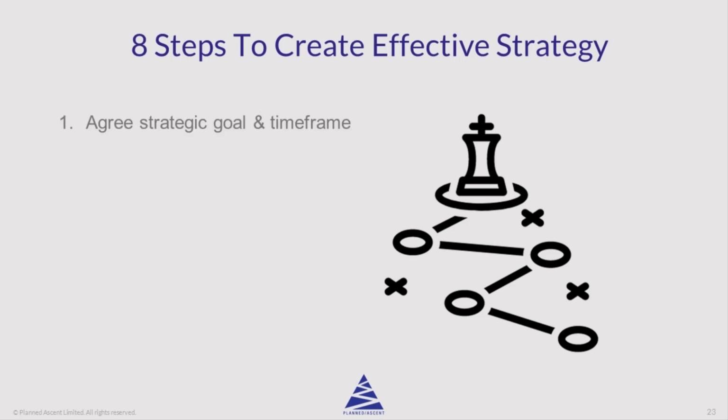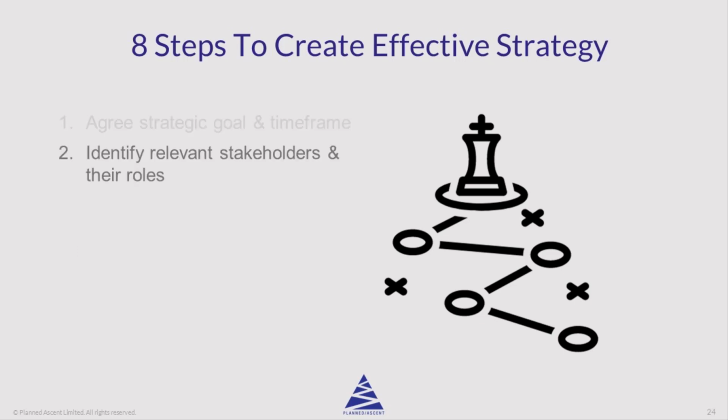As a minimum, your process should include the following steps. 1. Define and agree the strategic goal and timeframe. 2. Identify relevant stakeholders and their roles in relation to strategy formulation. Who will be accountable or responsible for different elements of strategy? Who will need to be consulted and/or informed? Who will draft and proofread the strategy document pre-publication? Who will ultimately approve the strategy?